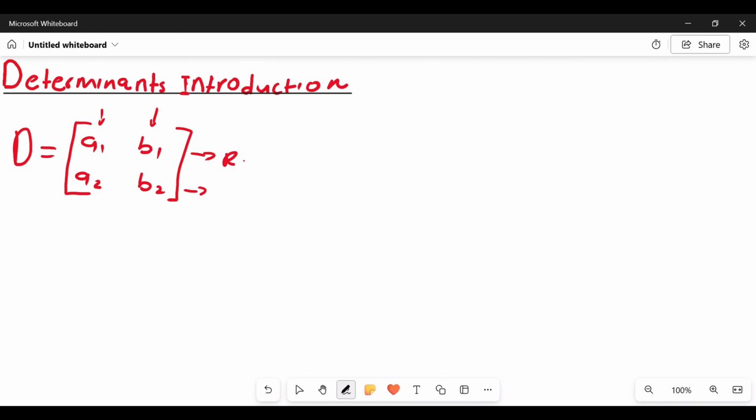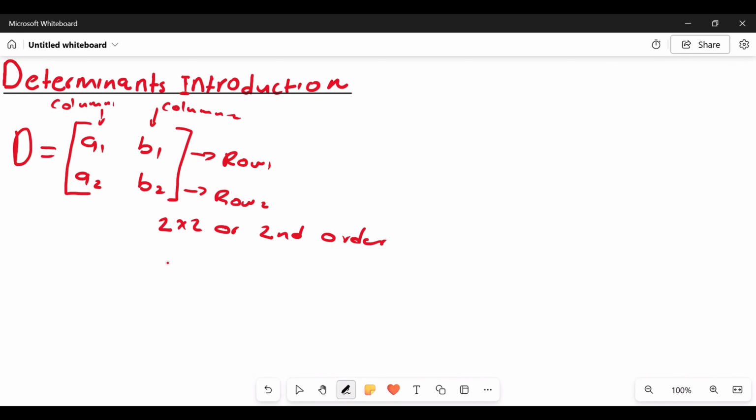So we can call this one row 1 and this one row 2. And this one we can call column 1 and column 2, right? So we can say 2 by 2, 2 rows, 2 columns. And another name for it, we can call it the second order, right? So this is one of the examples of the square matrix.